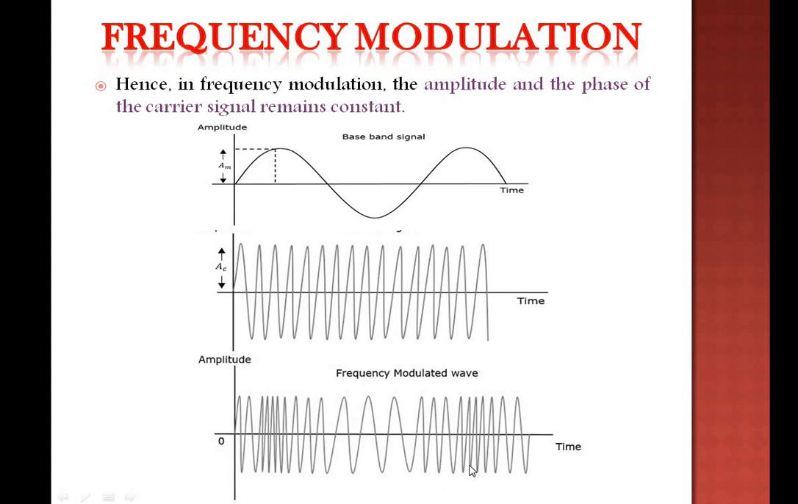So this is how your frequency will be modulated. What is frequency modulation? The frequency is varied in accordance with the amplitude of your message signal. So this is the amplitude of your message signal. This carrier is varying in accordance with the amplitude of your message signal. So whenever you have the maximum amplitude, the frequency will be increasing.